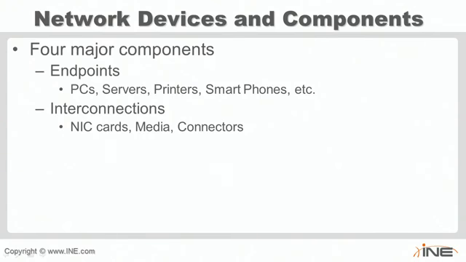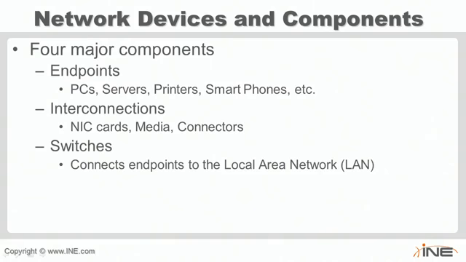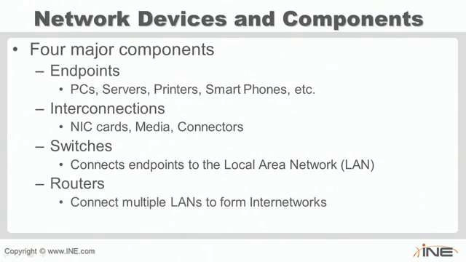So for our scope, the main thing we're going to focus on is the other two. The switches, which are used to connect devices together to make what's known as the local area network, or the LAN, and then the routers, which are used to connect multiple LANs together to make internetworks. Or like in the case of the internet, it's a collection of smaller local area networks that routers are connecting together in order for us to go to google.com or whatever other application resource we want.